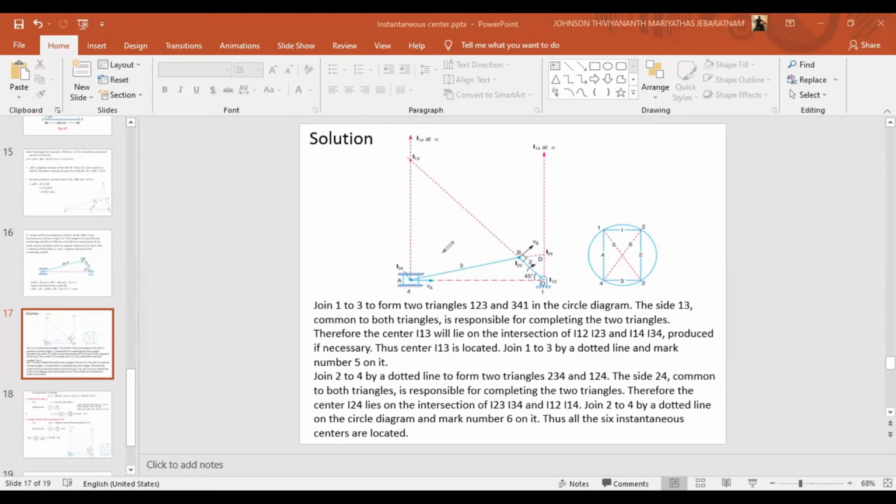The question asked is, what's the velocity of A and what's the angular velocity of BA, the connecting rod BA? So we'll see how to do that. Once we have found all the instantaneous centers, the only thing remaining is measuring and multiplying, that's all.